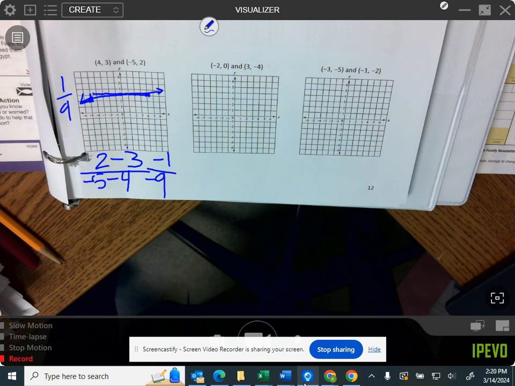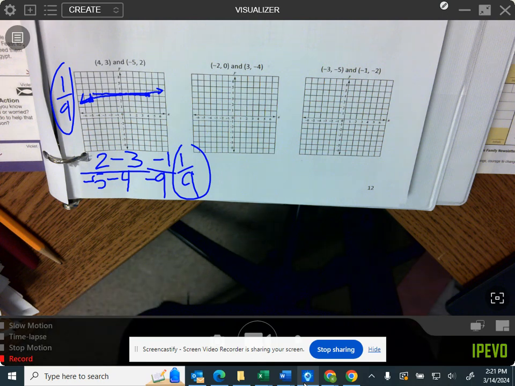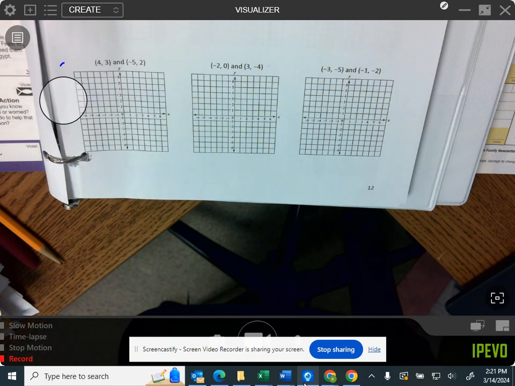And we're not done yet because it's a negative divided by a negative. So we have to change it into a positive. Circle that so we know what your final answer is. So that's how we knew -1 over -9 is the same as 1 over 9, because a negative divided by a negative is a positive.